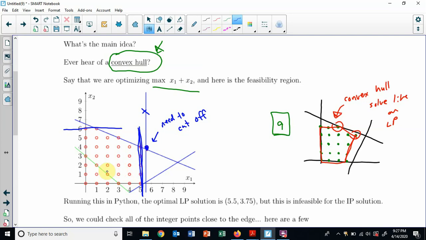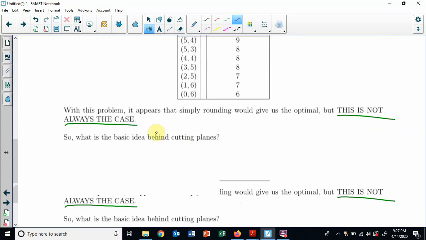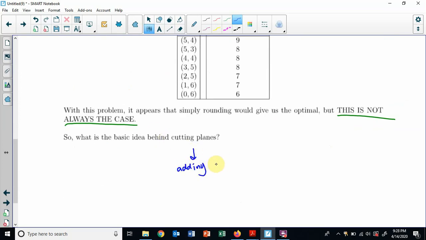Boom, boom, boom. So that's the idea behind cutting planes. The main idea is you are adding constraints to "cut off" non-integer extreme points.